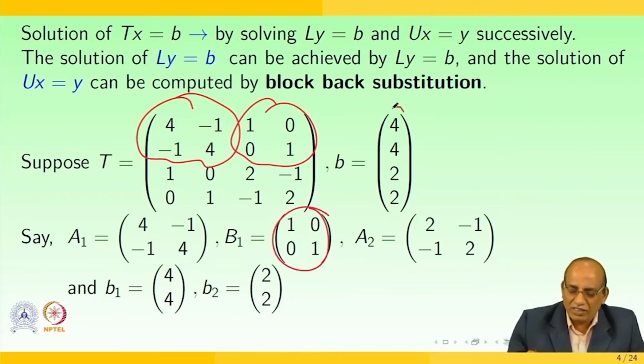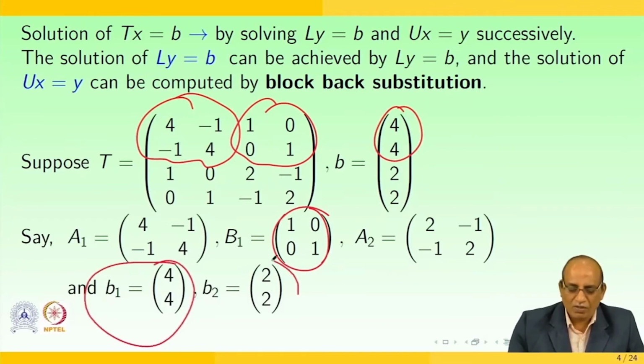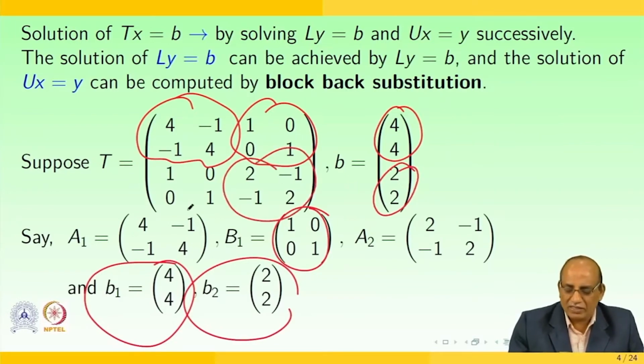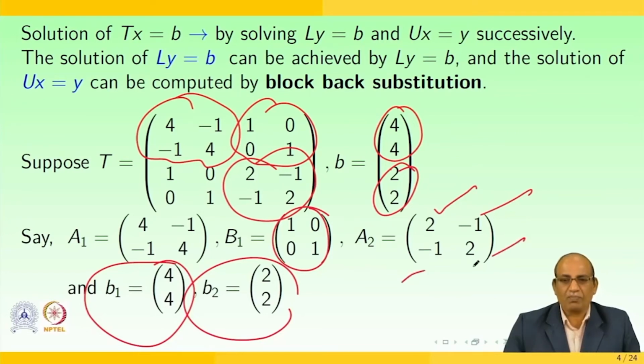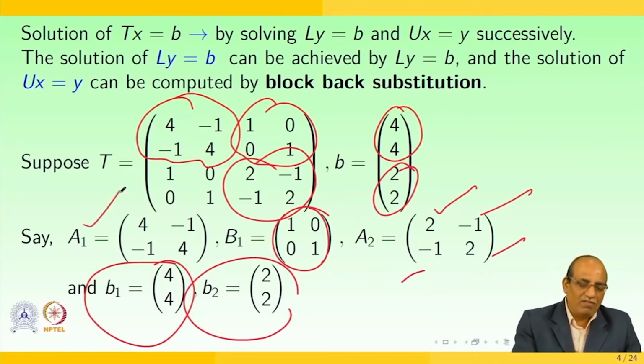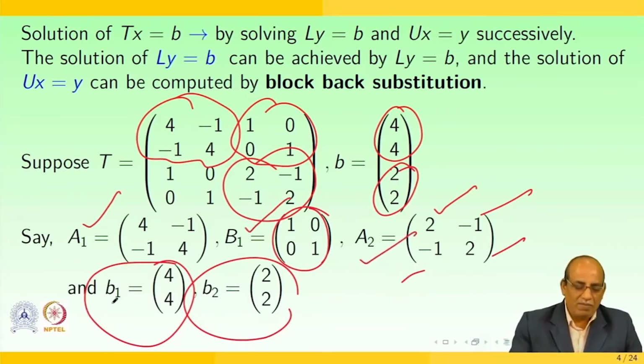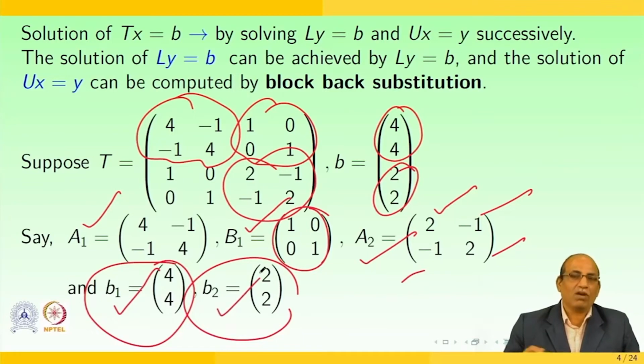Similarly, when you consider this vector B, the B1 block is nothing but 4, 4, and B2 is nothing but 2, 2, right? Similarly, what is A2? A2 is this matrix, 2, -1, -1, 2, another block. So with this representation, we get the block matrices A1, A2, B1, and B2.